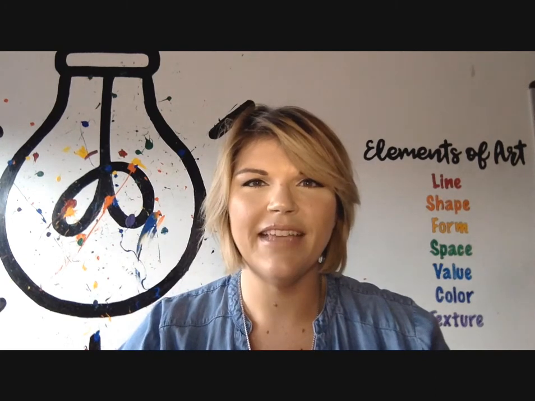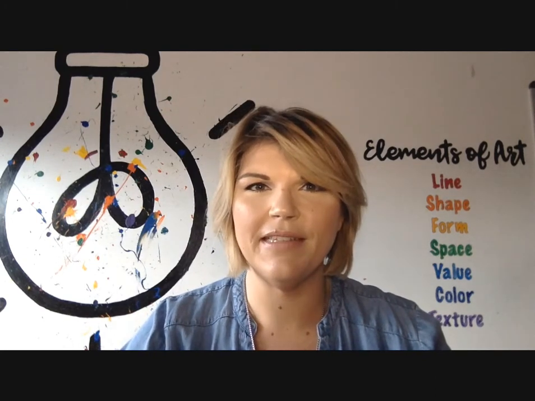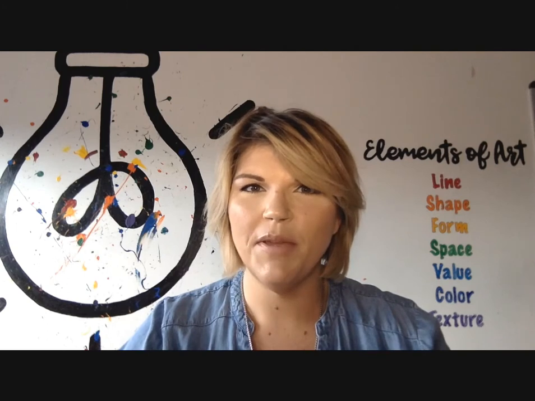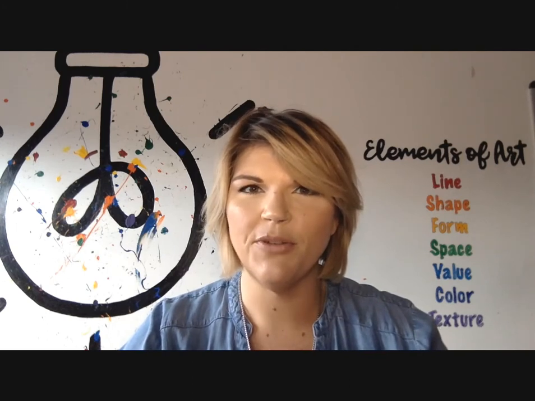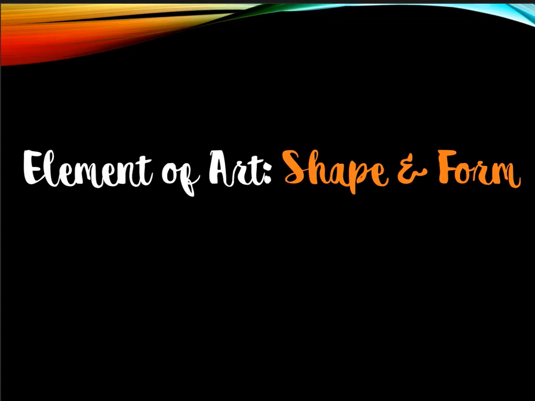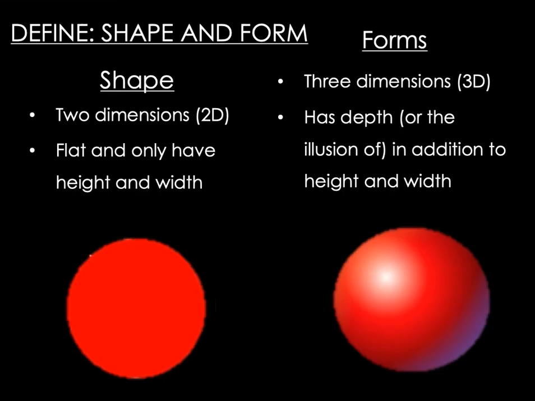Today's video is going to be on our second element of art and our third, shape and form. Now, I put these together because they are like brother and sister. Shape is two-dimensional, while form is three-dimensional. I combine shape and form because they are so similar. I call them brother and sister.